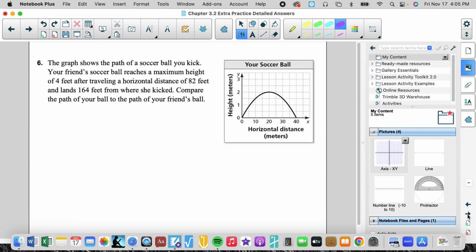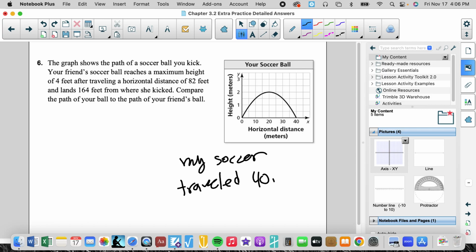The graph shows the path of a soccer ball you kick. Your friend's soccer ball reaches a maximum height of 4 feet after traveling a horizontal distance of 82 feet and lands 164 feet from where she kicked. Compare the path of your ball to the path of your friend's ball. Okay, so this is my soccer ball. Let's look at this and get some stats. My soccer ball traveled 40 meters, and it had a max height of 2 meters.